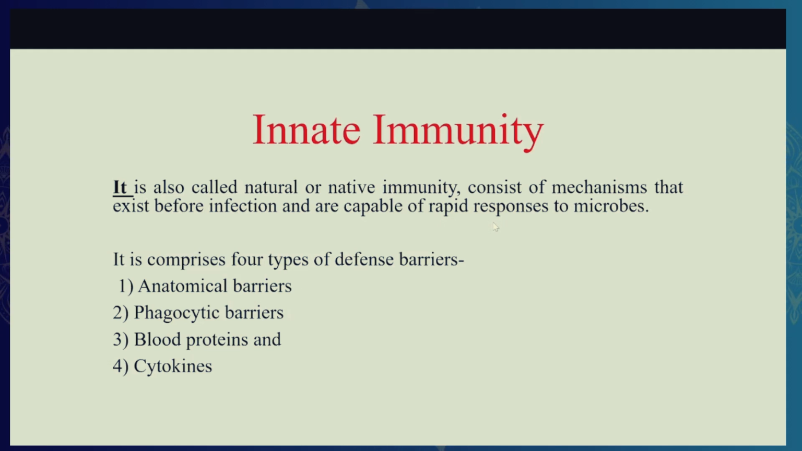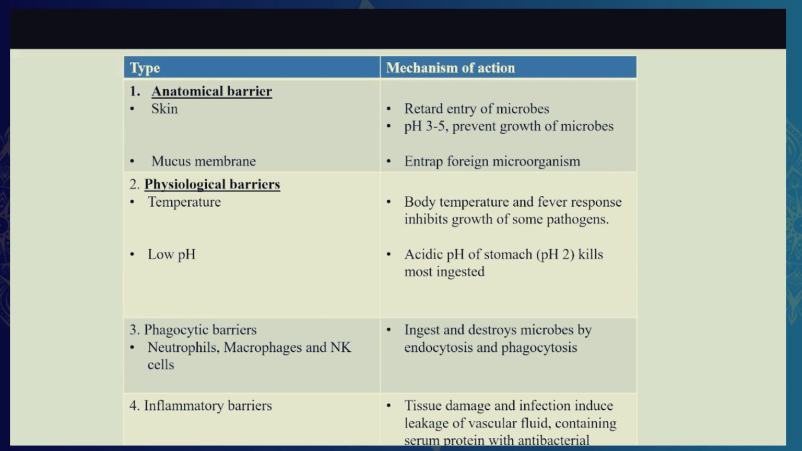So what is innate immunity? This immunity is known as natural immunity. This consists of mechanisms that exist before the infection. It contains four types of defense barrier. What types of barriers are present in the innate immunity? First barrier is anatomical barrier, second is physiological barrier, third one is phagocytic barrier, fourth one is inflammatory barrier.